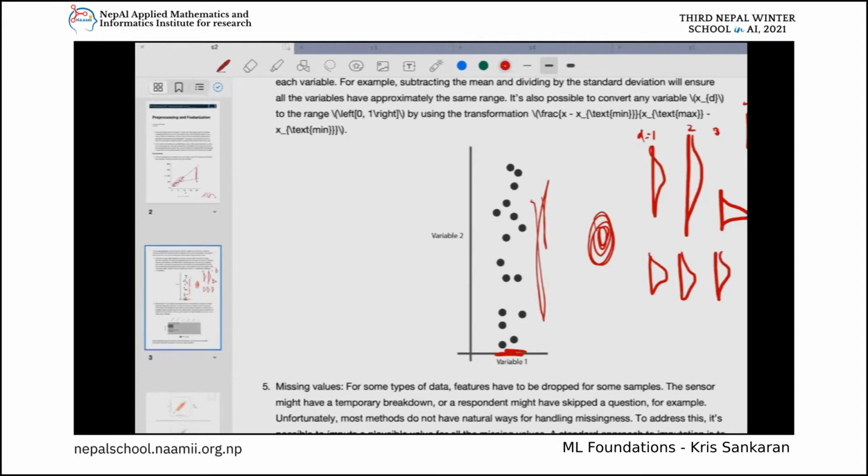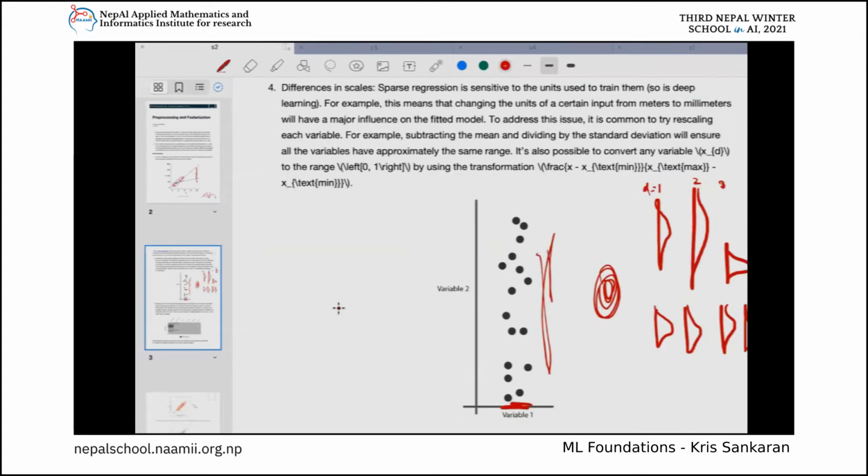You might actually still have some changes in the shape, right? But then at least the mean and standard deviations will be about the same. Okay, so that is this one potential issue. Check the scales of all your units, or of all your features.